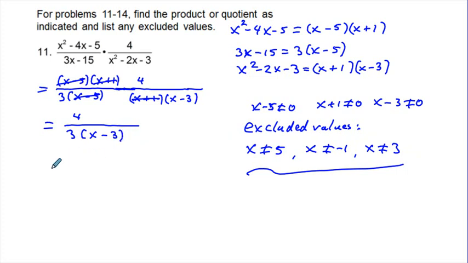And so this will be our product. It says product or quotient. This is our product, and is our answer, and we have our excluded values.